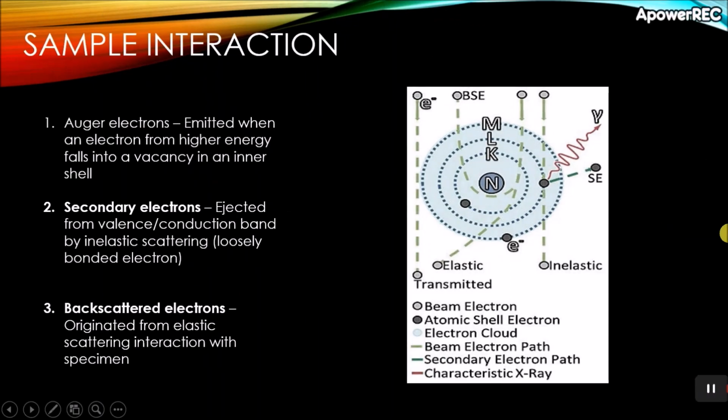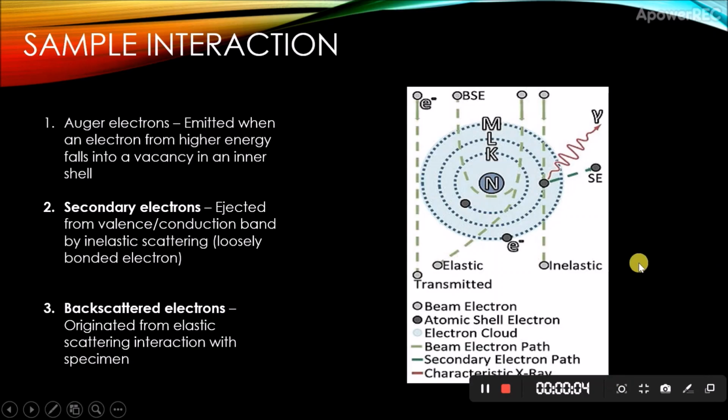In SEM, the detectors are measuring the kinetic energy of the electrons coming from the sample. When the primary electrons from the source hit the sample, there are various outcomes that can happen. One possible outcome is the emission of Auger electrons. Auger electrons are emitted when an electron from higher energy falls into a vacancy in an inner shell. These electrons are used for material characterization in Auger electron spectrometry.